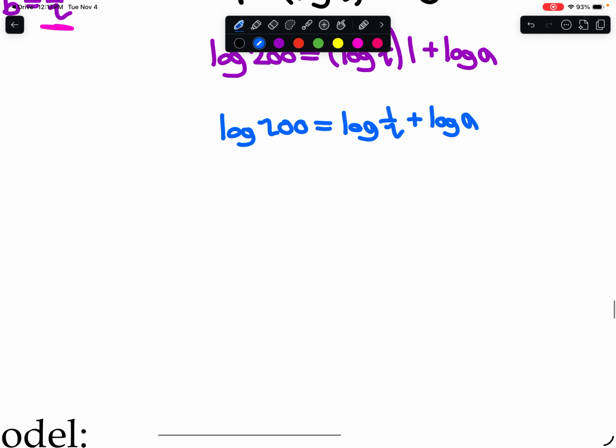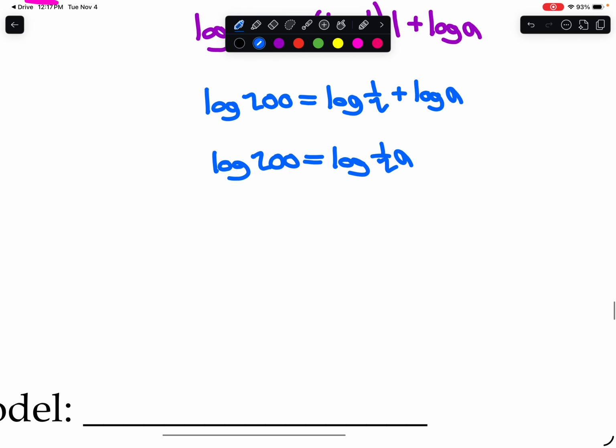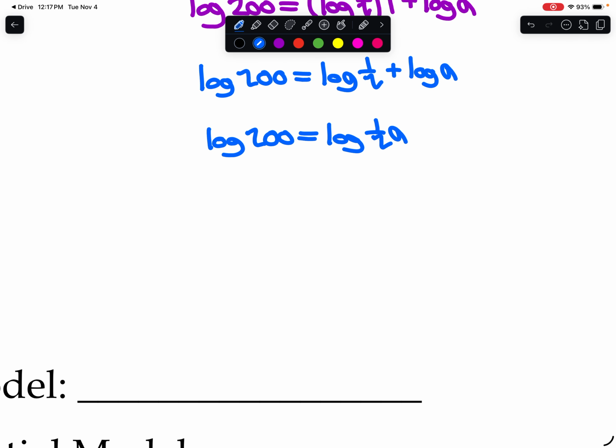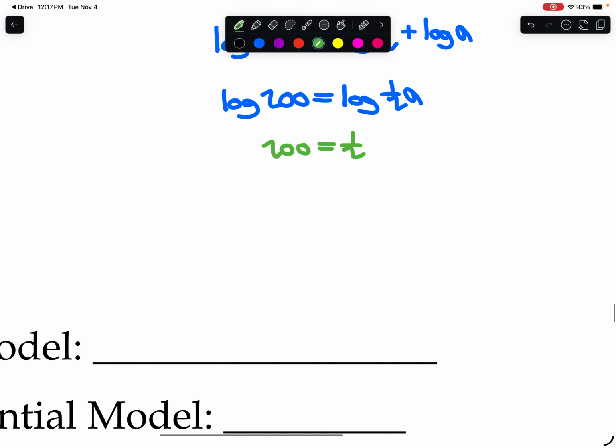And then on the right side, we can condense. So I'm going to have log of 200 equals log of 1/2 a. So we can multiply those arguments. Now that we have condensed logs with the same base on both sides, I'm going to set the arguments equal. So now I'm going to have 200 is equal to 1/2 a. Multiply both sides by 2. So we're going to get an a value of 400.